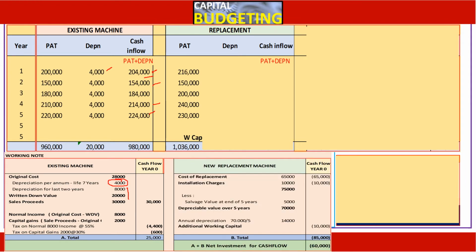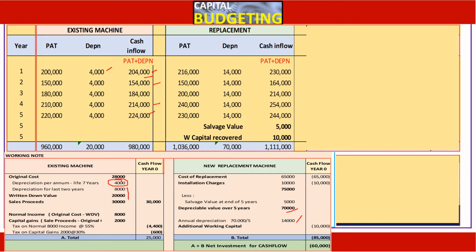Second, we go for the new machine. Depreciation in respect of the new machine is 70,000 divided by 5, which is 14,000. We post that 14,000. And we were also told the company will get 5,000 as a salvage value in the 5th year. We put 5,000 as inflow. And once we close a project, this project is for 5 years.